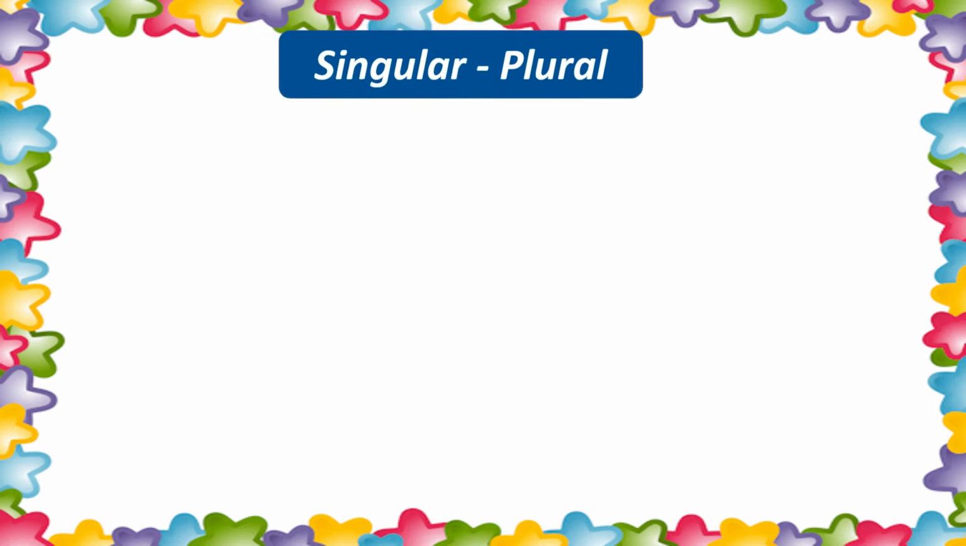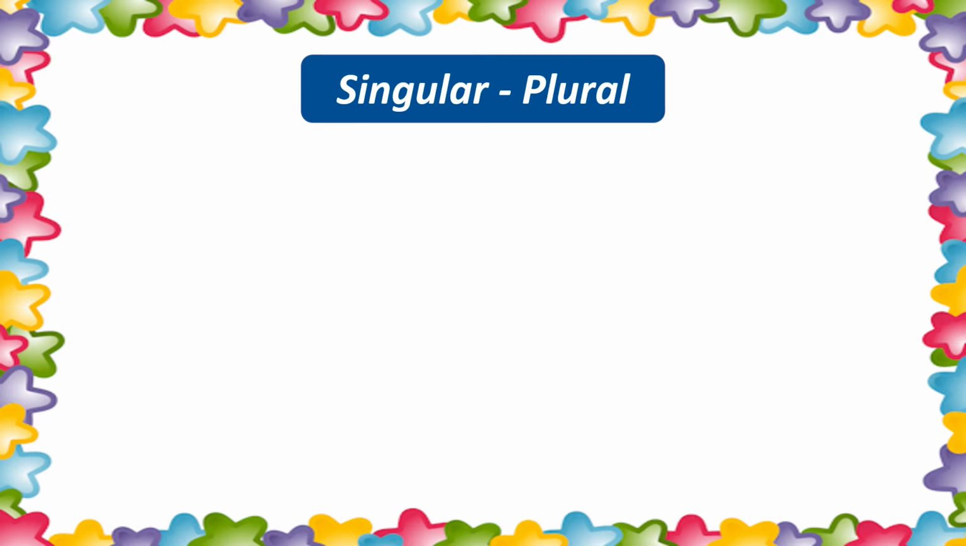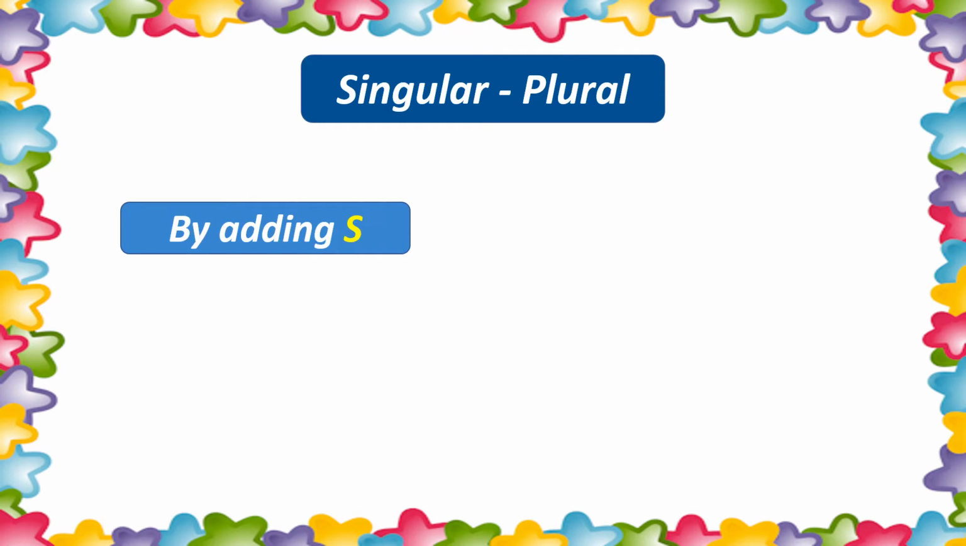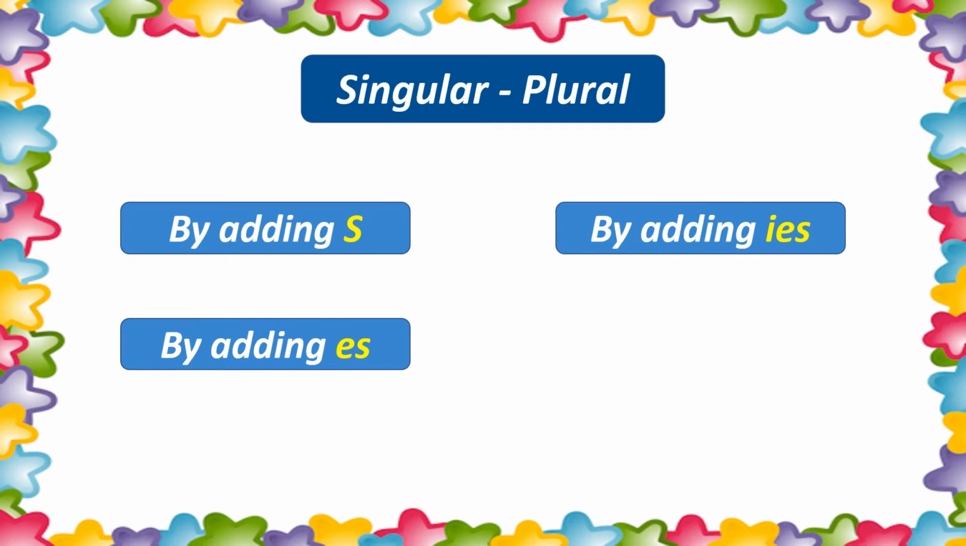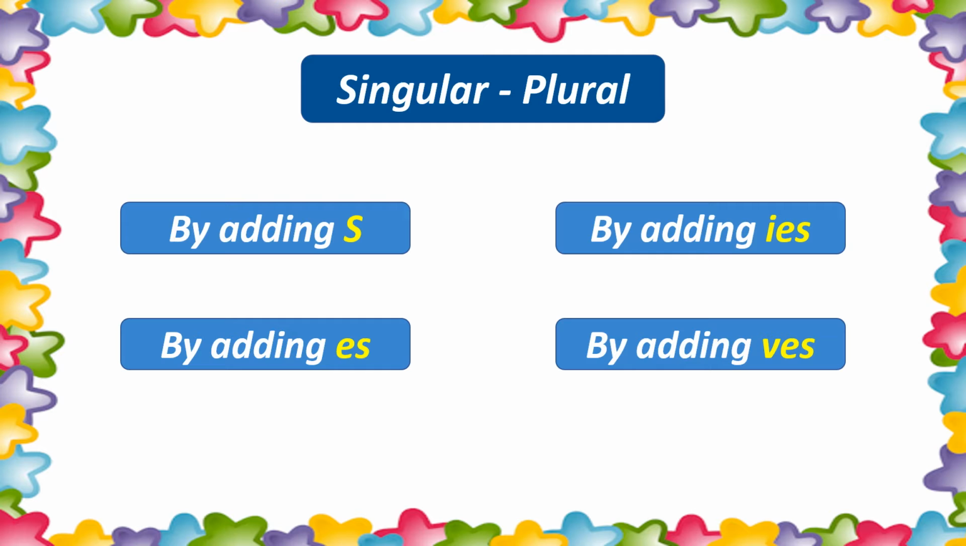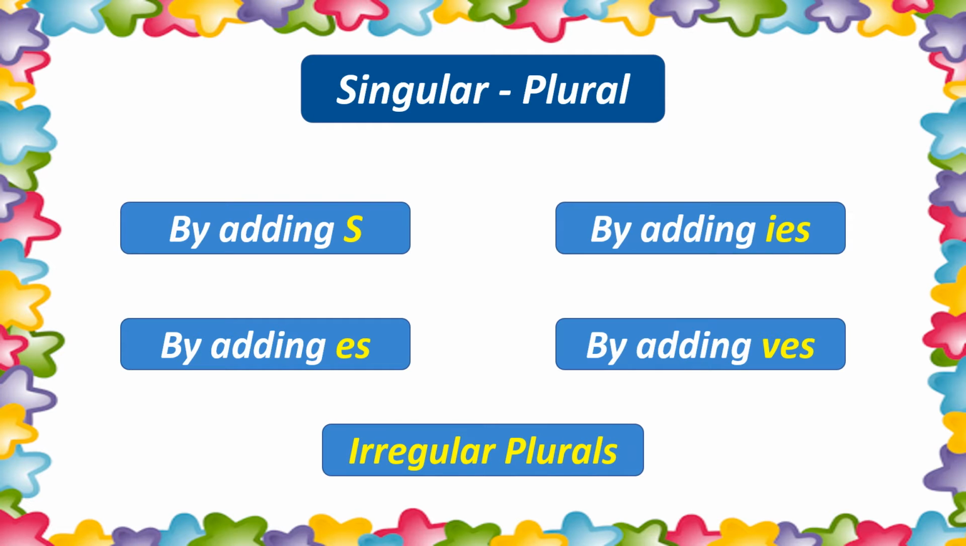We can convert singular noun to plural by adding s, by adding es, by adding ies, and by adding ves. We also have irregular plurals.